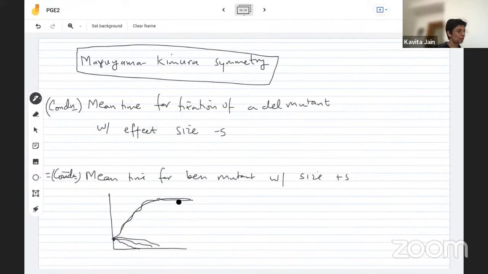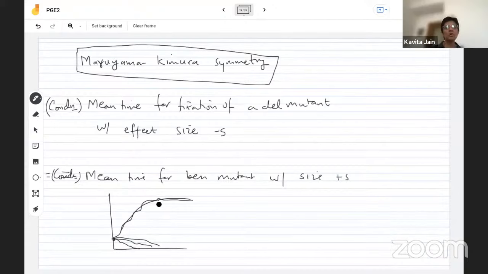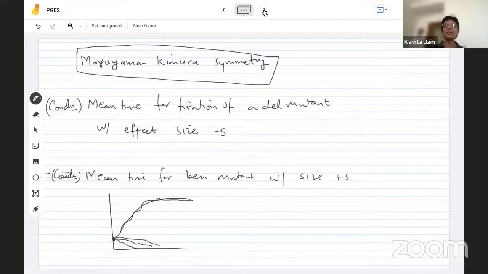Is it because the deleterious mutation is linked with the beneficial? No, there is no linkage. Right now we are discussing just a single locus. We haven't gone to linkage as yet. So we will come to that, and I'll describe the consequence at that time.